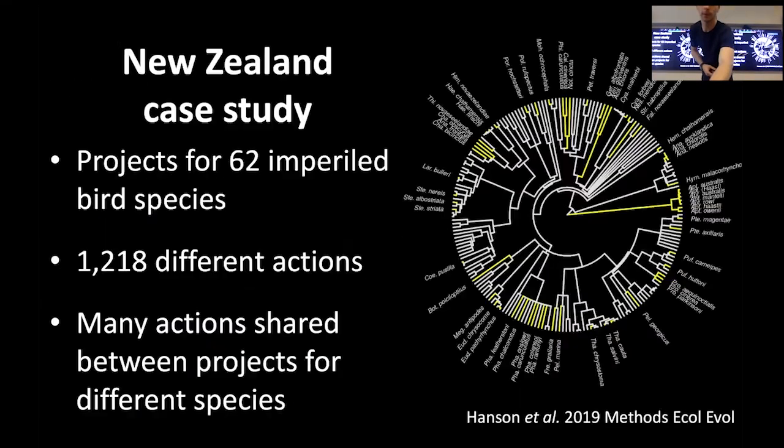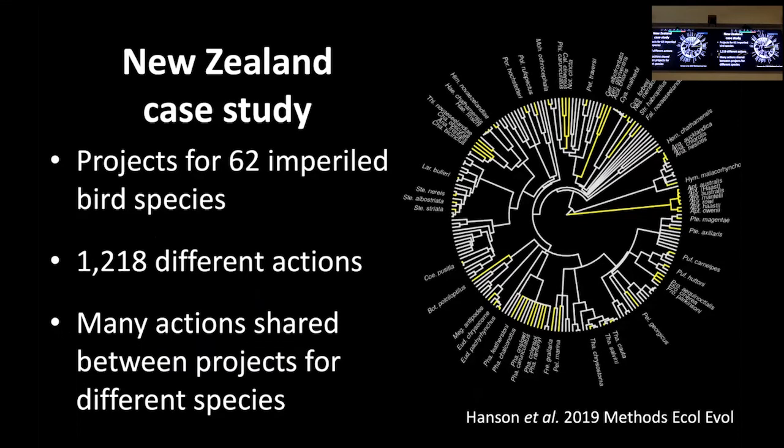So getting back to objectives, you need to measure what you care about, and that can change what you end up doing. So in order to see whether these algorithms could do well for project prioritization, we got a hold of an amazing data set that had previously been compiled for recovery projects in New Zealand. We got a hold of recovery projects for 62 imperiled bird species.